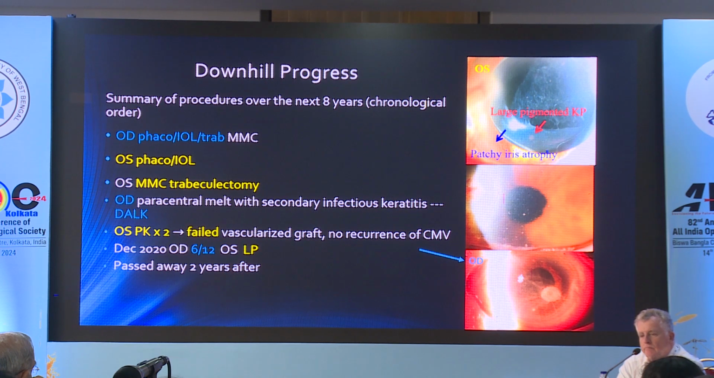He had endothelial failure, and then he had vascularized grafts, so twice failed, but he had no recurrence of CMV thereafter when he was appropriately treated. At the last visit, he had 6/12 vision in the eye that had the VZV, but the left eye was light perception because the cornea was opaque. And then he passed away 2 years after that. So you can see there's a downhill progress when we miss the diagnosis.